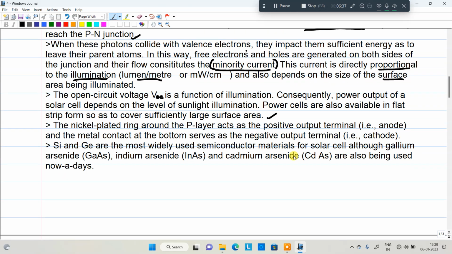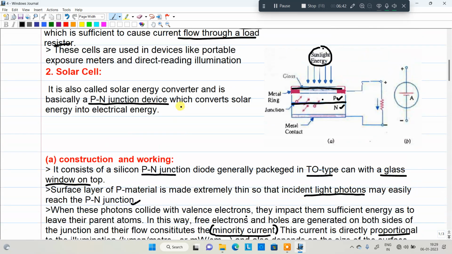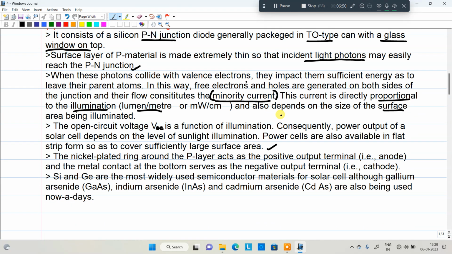So now at the last, the nickel plated ring. See here, this is a nickel plated ring. Here we call it the anode, positive, and a metal contact, which is negative, is connected at the bottom. The nickel plated ring on the p-type layer acts as a positive output terminal, that is the anode, and the metal contact at the bottom serves as a negative output terminal, that is the cathode.